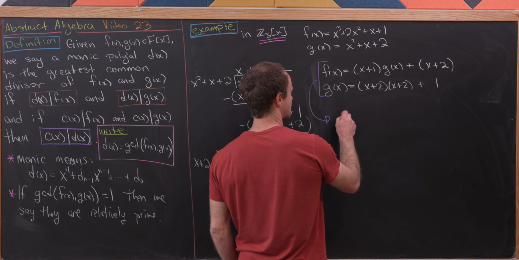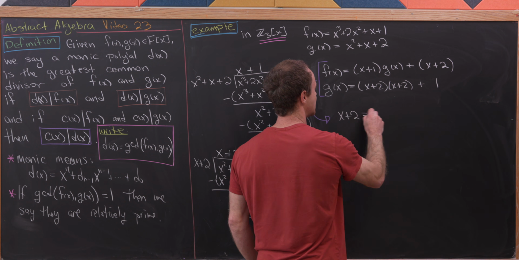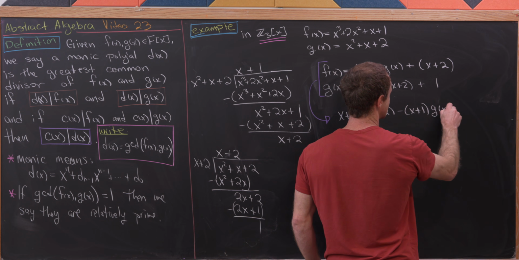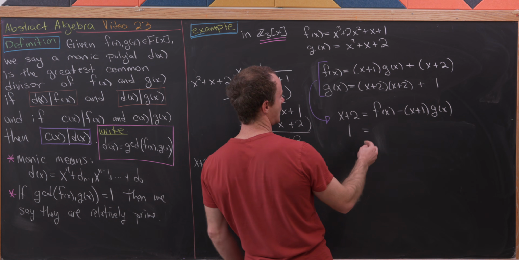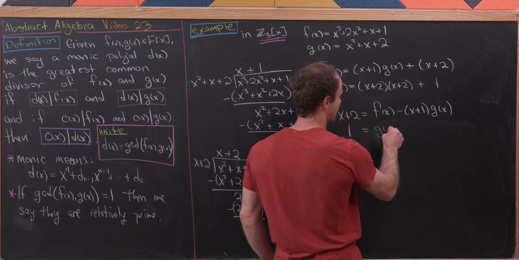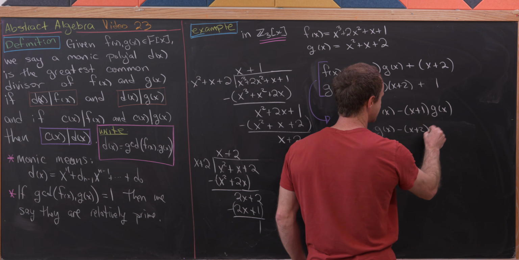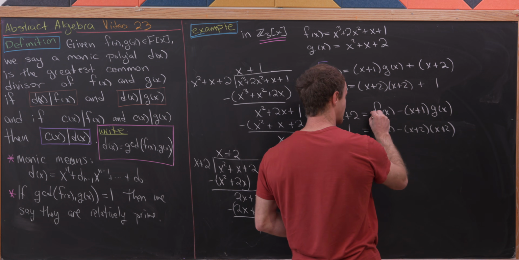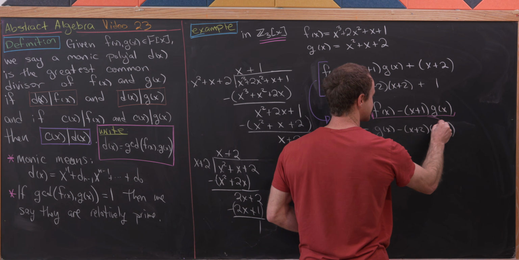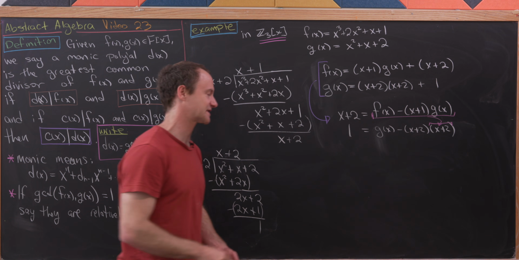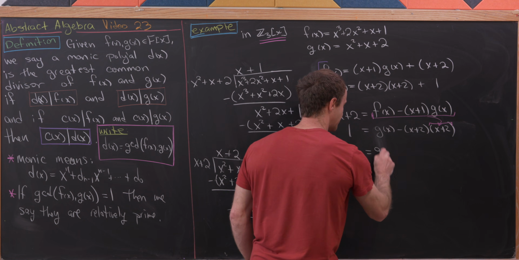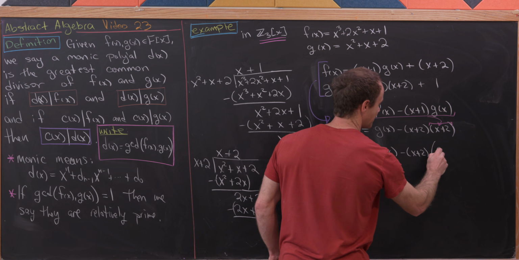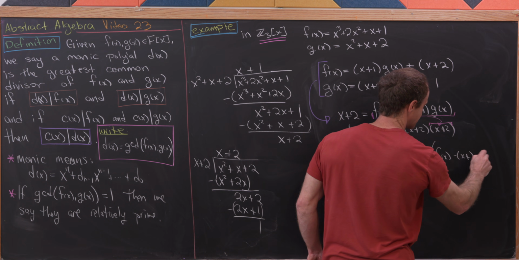So this first one becomes x + 2 equals f of x minus (x + 1) times g of x. And the second one becomes 1 equals g of x minus (x + 2) times (x + 2). But now we're going to take the above expression for x + 2 and insert it into maybe this second x + 2. And that'll leave us with g of x minus (x + 2) times f of x minus (x + 1) times g of x.